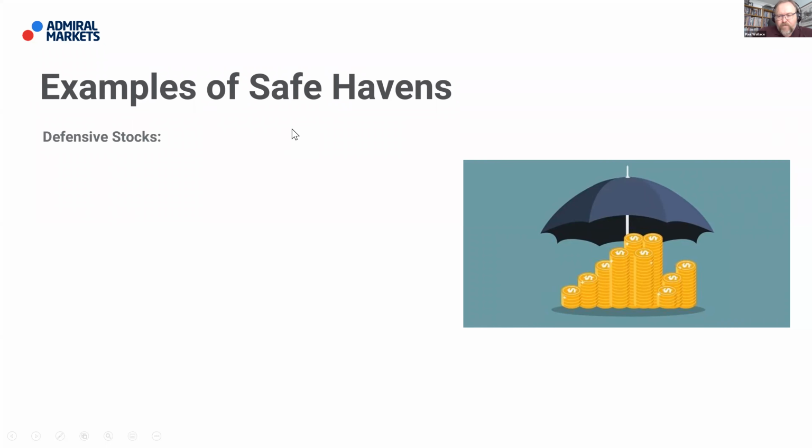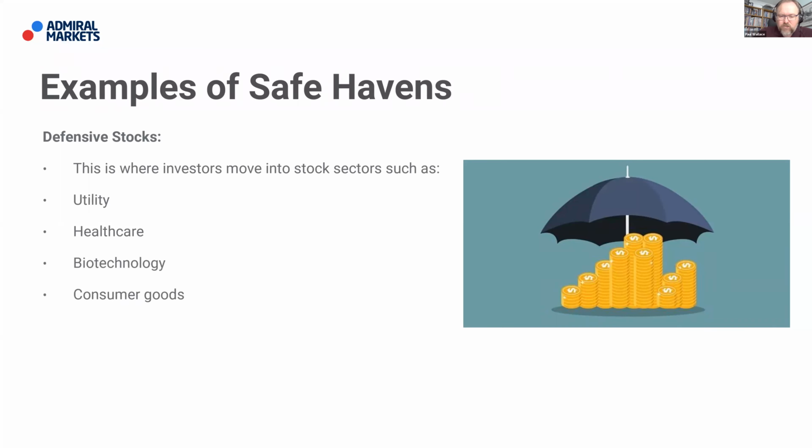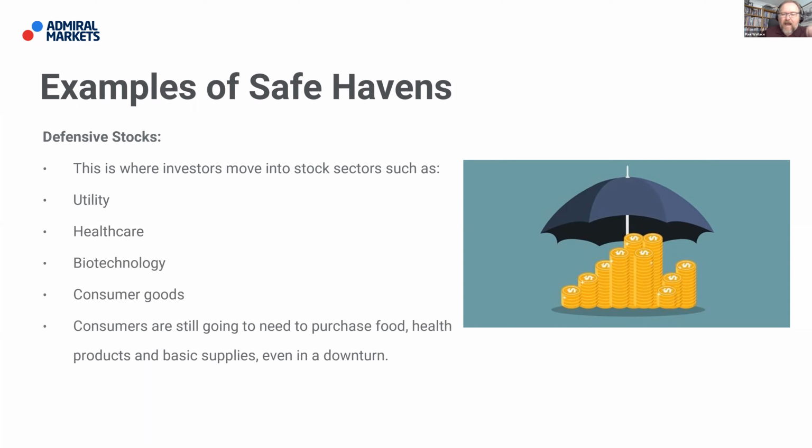One other example of safe havens is defensive stocks. What do we mean by that? Well, this is when market downturns occur, when invariably we get all manner of weird and wonderful moves in markets. Investors move into stock sectors such as utilities, healthcare, biotechnology, and consumer goods. These are seen as defensive stocks.